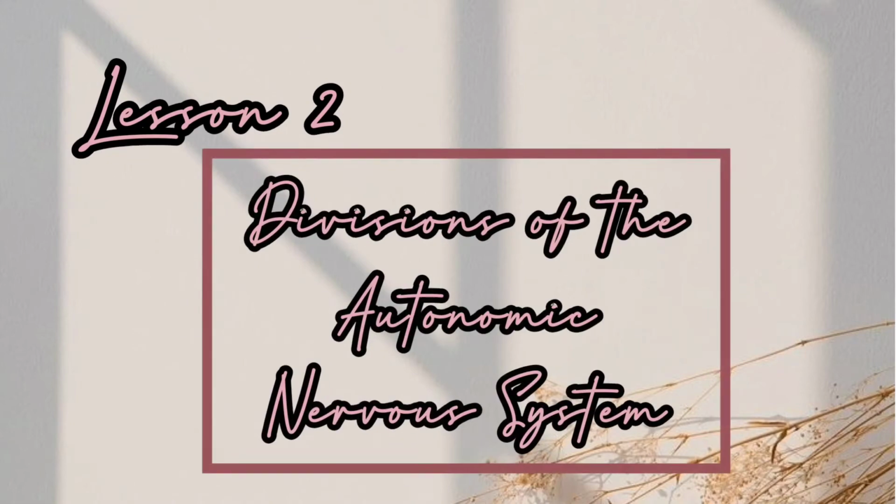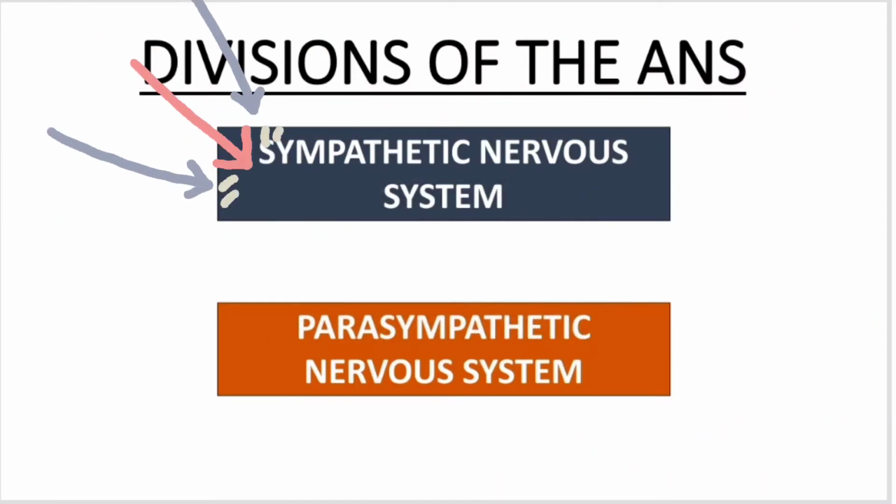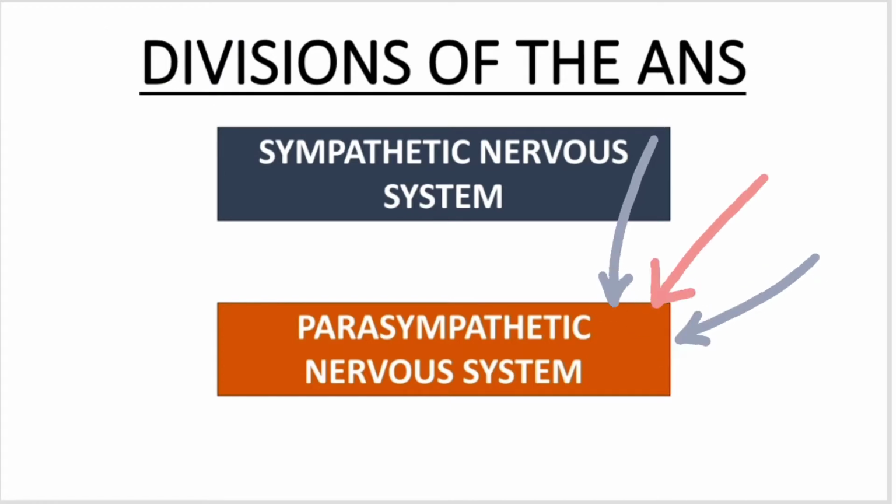That's it for Lesson 1. Now it's time for Lesson 2. Divisions of the ANS. The ANS has two divisions. You have your sympathetic nervous system and your parasympathetic nervous system.